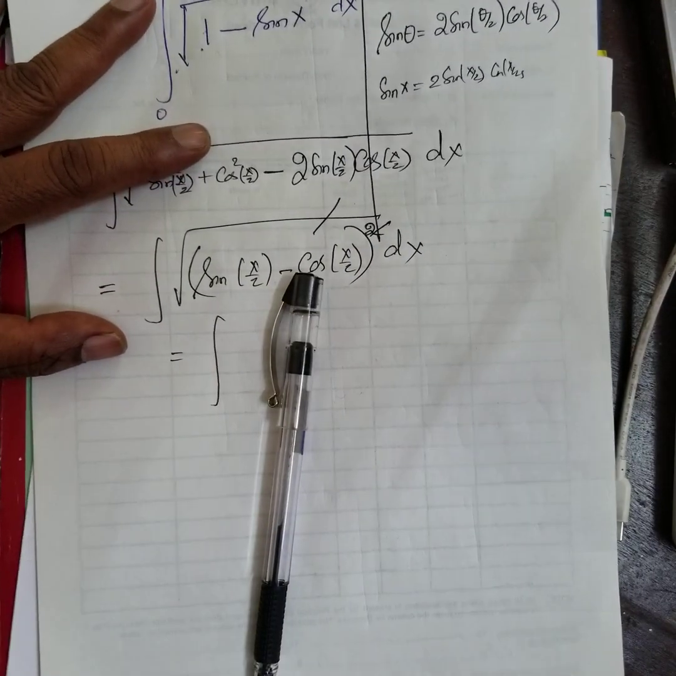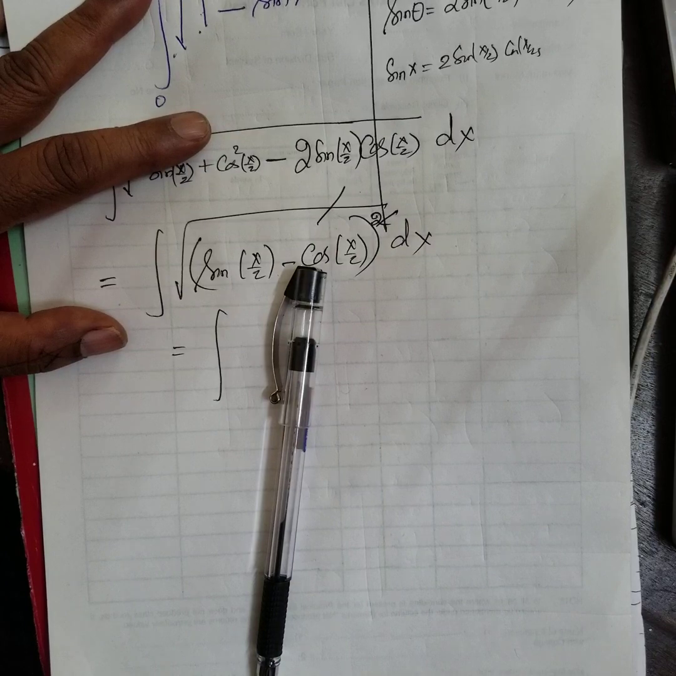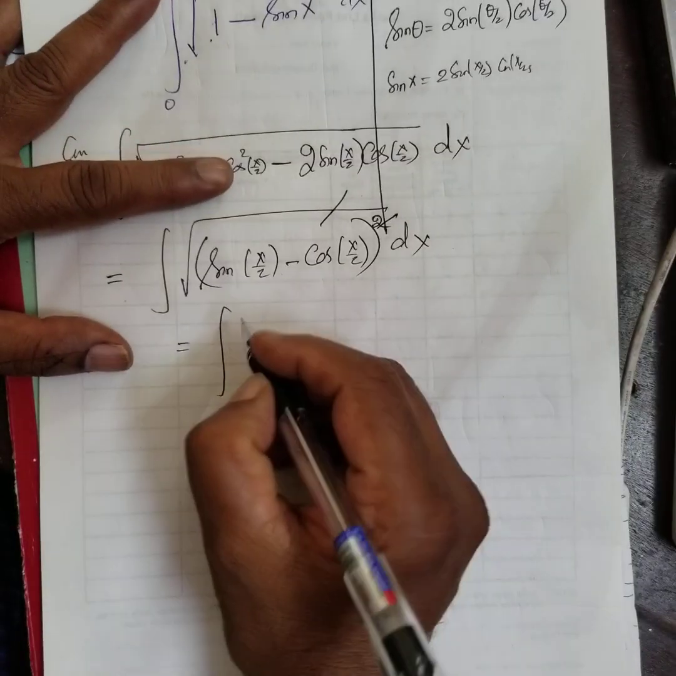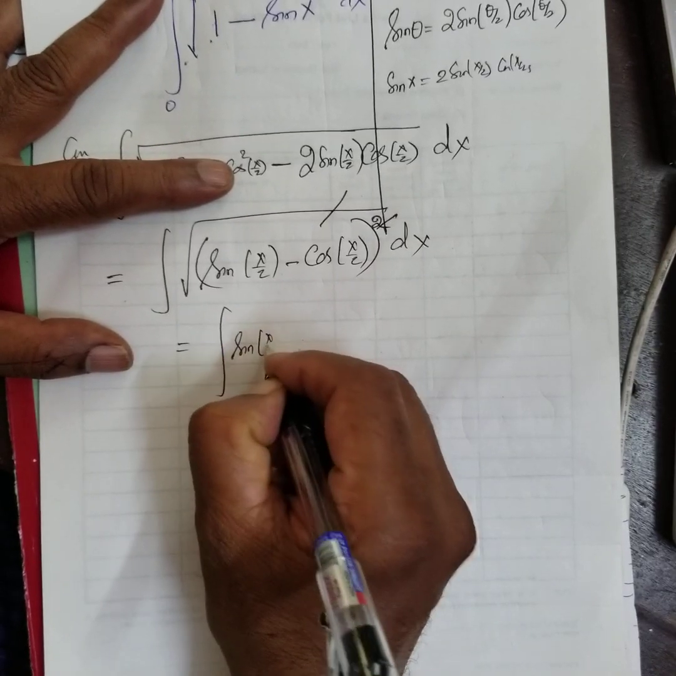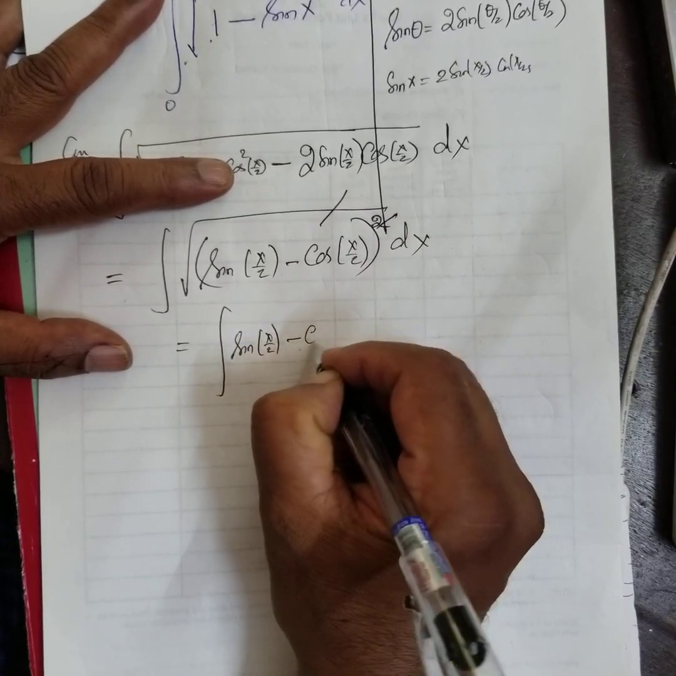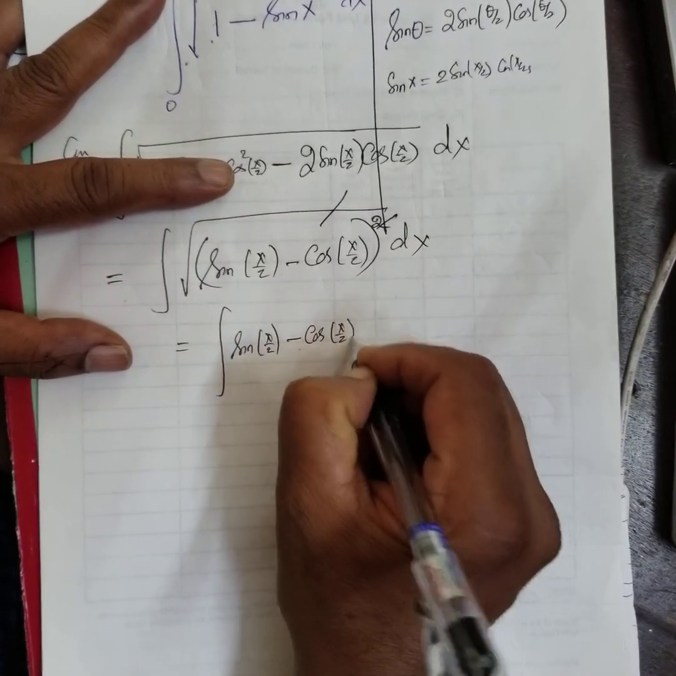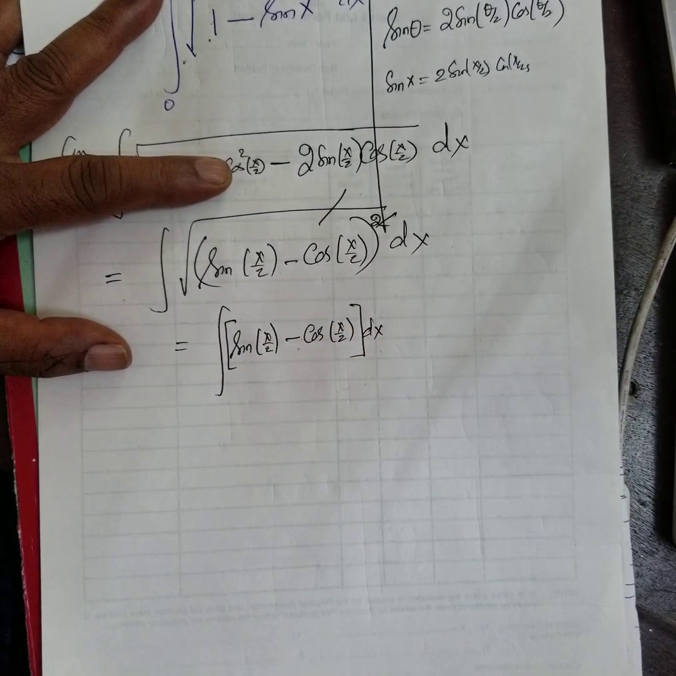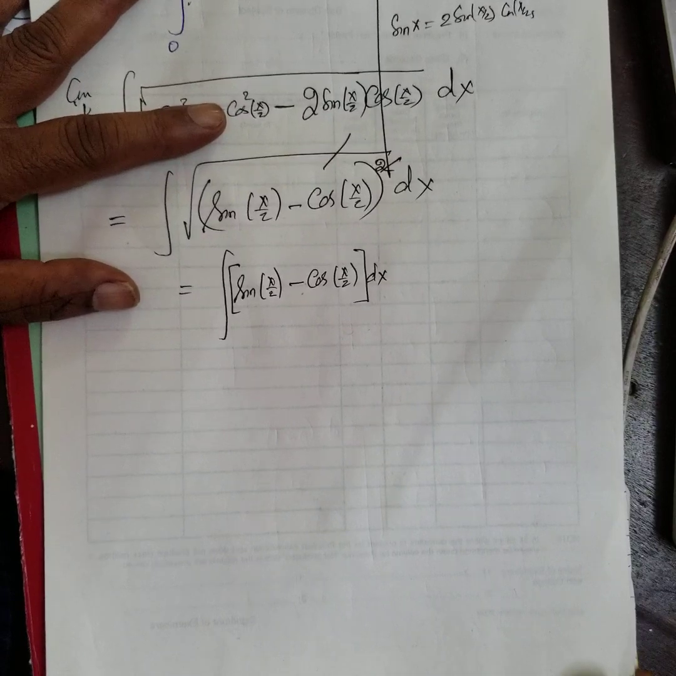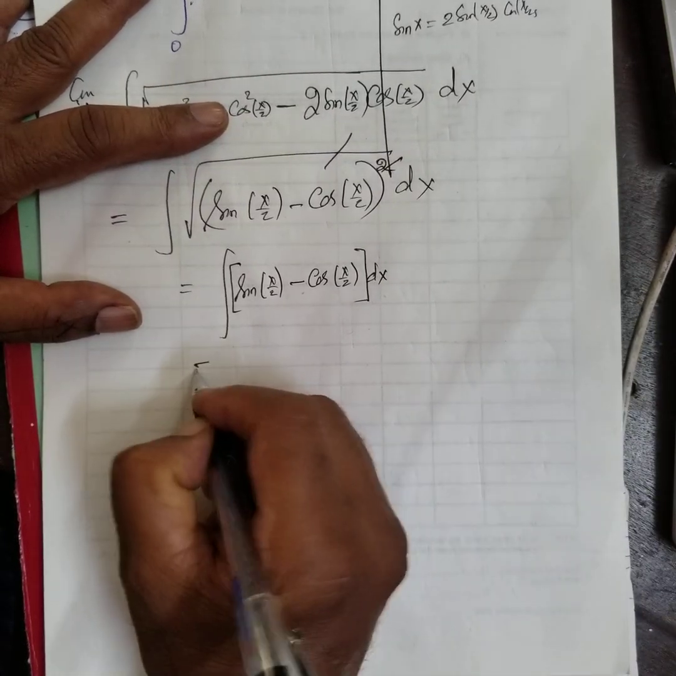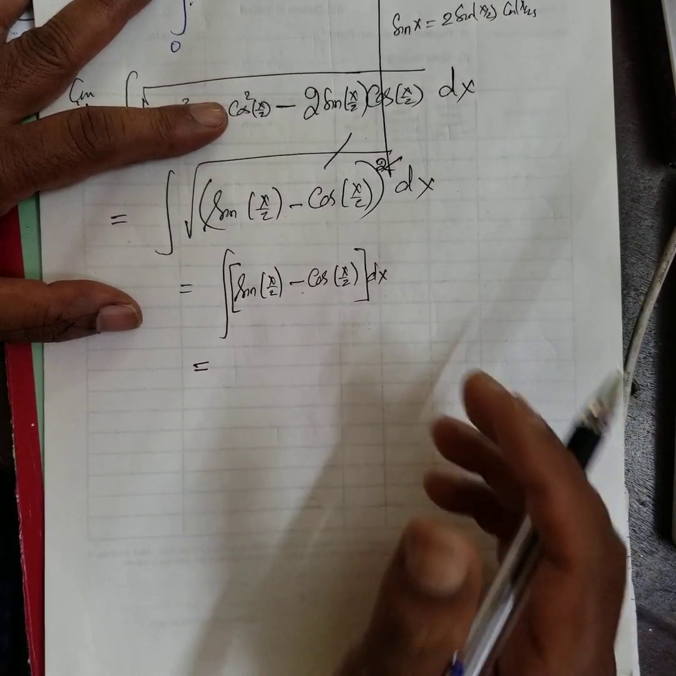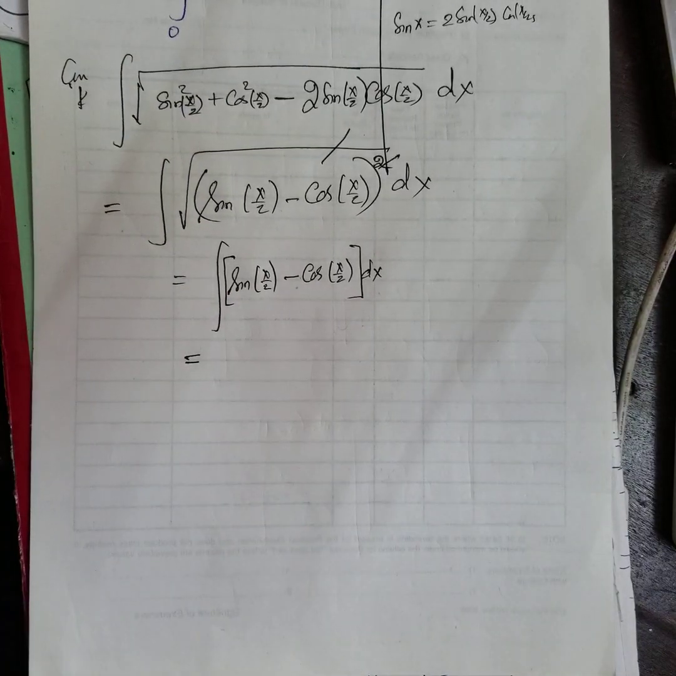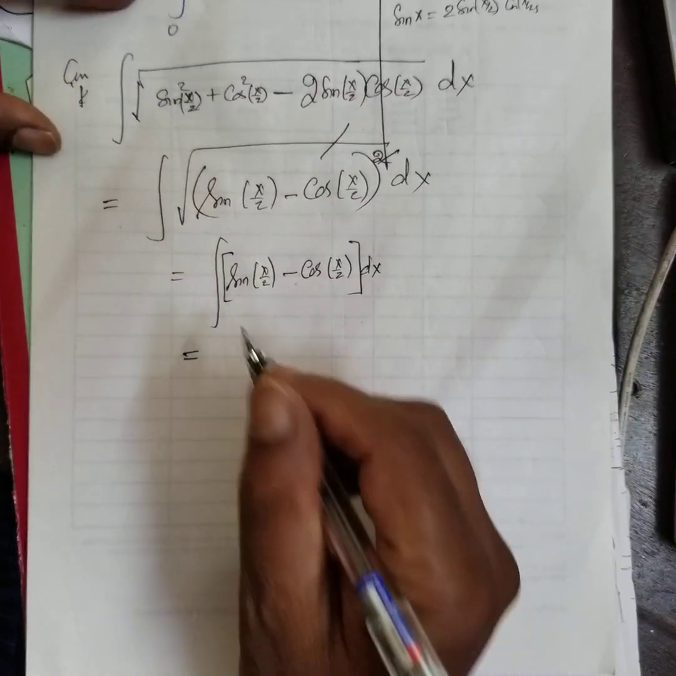Therefore, the integral of sin x by 2 minus cos x by 2 dx. These are all corona disturbances. Don't get distracted with any of this. You concentrate on your problems only.